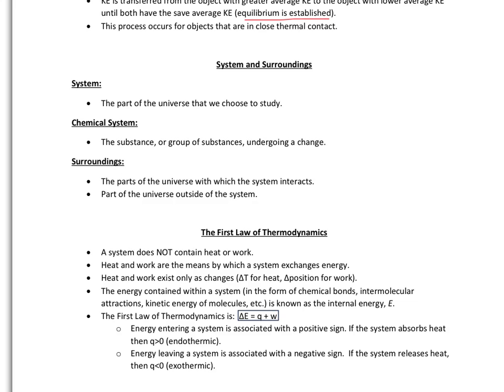For instance, if I was to drop an ice cube into a hot cup of water, I would be studying the ice cube because the ice cube would be undergoing the change. The surroundings would be the part of the universe with which the system interacts. In my example, the ice cube will be interacting with both the hot water as well as the glass walls of the container that the hot water is in and the air on top of the glass.